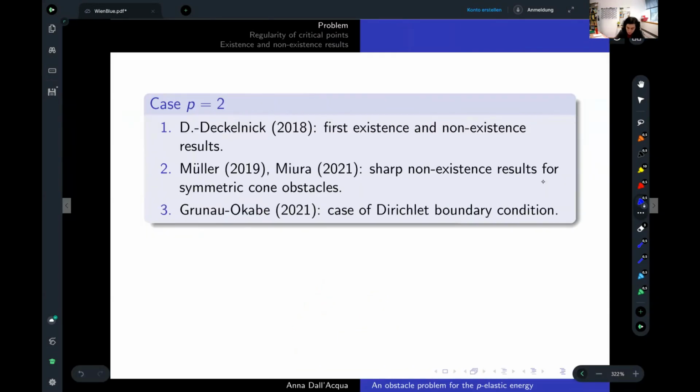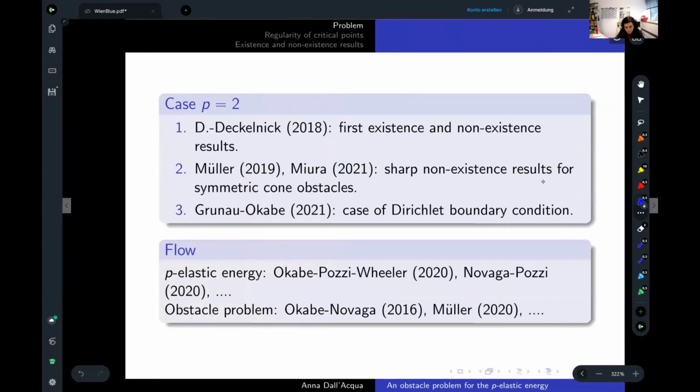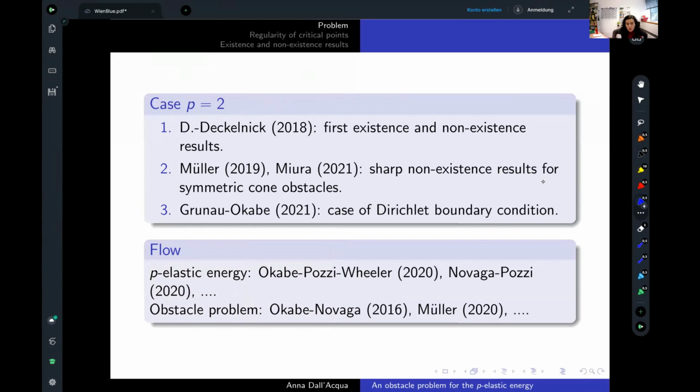And Bruno and Okabe studied also Dirichlet boundary conditions. The problem of the flow for this kind of problem is quite new. It's quite open.